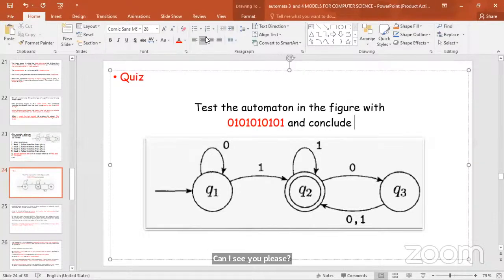Please test the automaton in the figure with this string and conclude. You tell us if it's accepted or rejected. Okay, there's a response here. Accepted. Oh, thank you. Who is this first person?